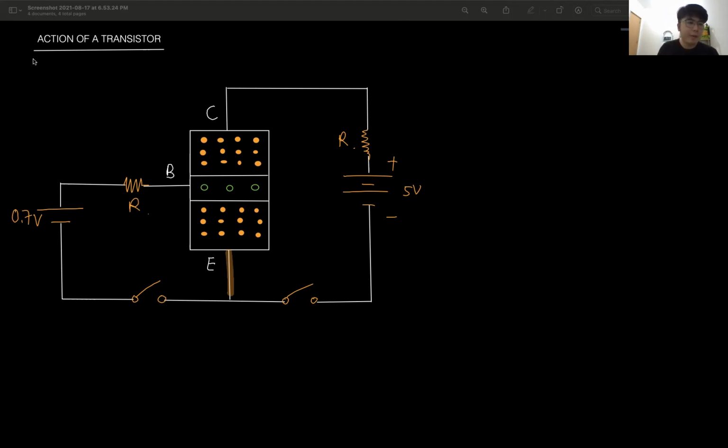Okay, recap a little bit. What is forward bias? Forward bias means that the positive terminal is connected to the p-type and the negative terminal is connected to the n-type. Both of these must be fulfilled. If one is off, then it's not forward bias.